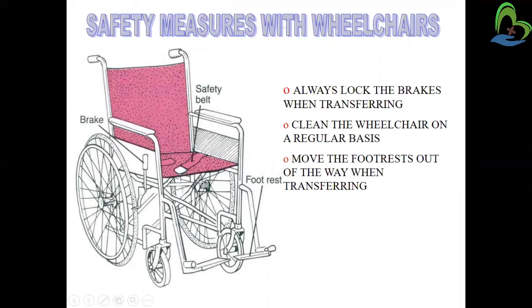So this is the part of the wheelchair. First of all, this is the brake. So always, if the patient wants to stay or sit on the wheelchair, not transferring anywhere, then lock the wheels by applying the brake. Then this is a safety belt. After sitting on the wheelchair, we should apply the safety belt on the patient's waist area, and this is the footrest where patients can put their legs.